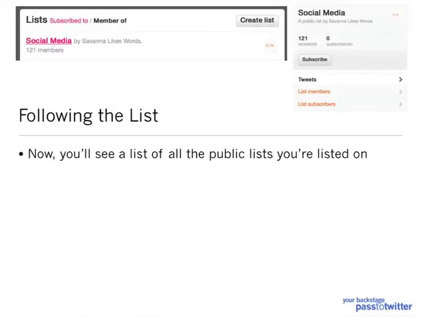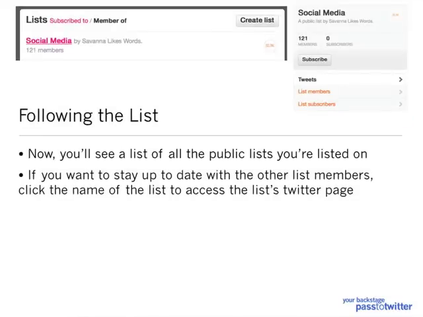So again, you'll see a list of all the public lists that you've been listed on. And if you want to stay up to date with other people who are on that same list, they might be people in your target market or people who you want to see what they're up to in the world, then you'll click the name of the list to access that list's Twitter page.